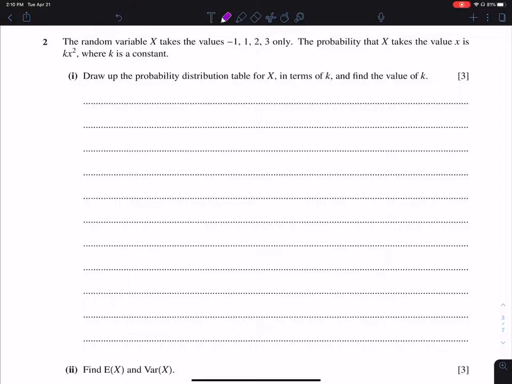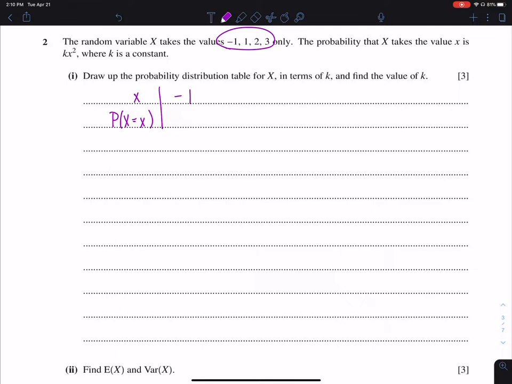All right, guys, here's the second question. In the first part, you're asked to draw up a probability distribution table for x in terms of k. So you actually have enough information right now to go ahead and just get started. But since your table is going to be in terms of k, you're going to have variables in your table, and that's all right. So they give you your x values.